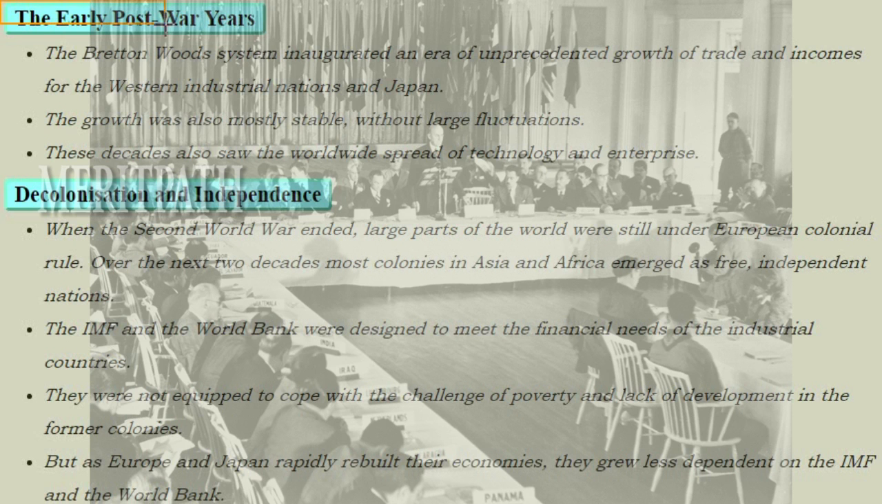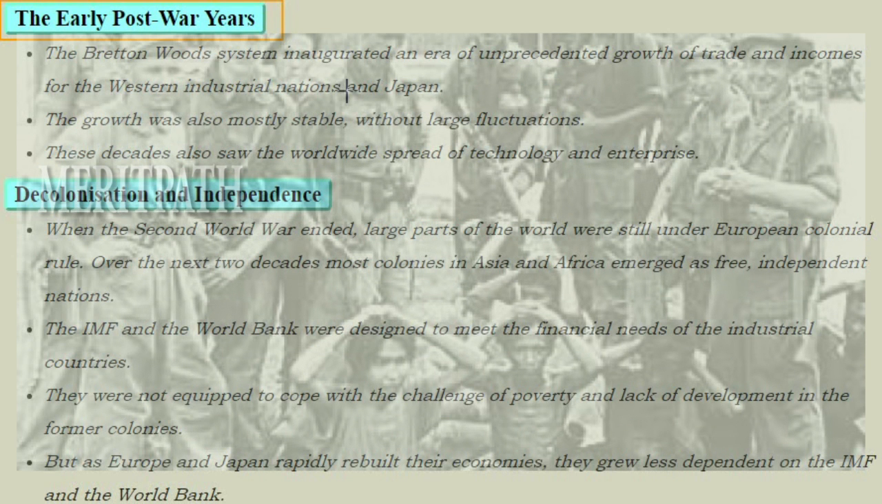The early years of the post-war. The Bretton Woods system inaugurated an era of unprecedented growth of trade and incomes for the Western industrial nations and Japan. The growth was also mostly stable without large fluctuations. These decades also saw the worldwide spread of technology and enterprise. Decolonization and independence. When the Second World War ended, large parts of the world were still under European colonial rule. Over the next 2 decades, most colonies in Asia and Africa emerged as free, independent nations.